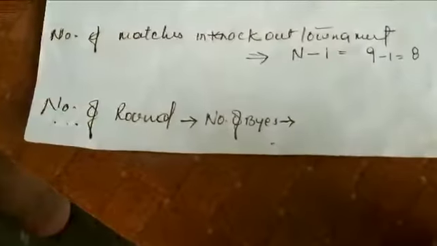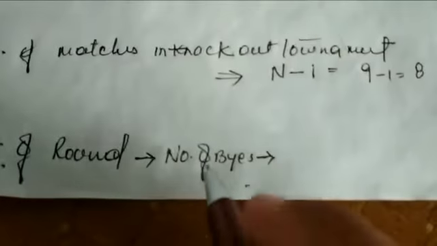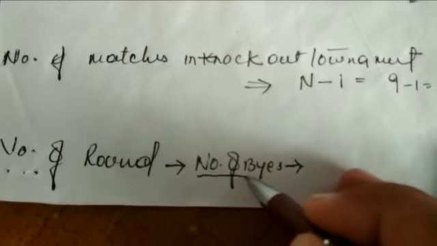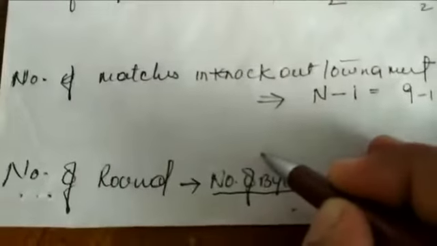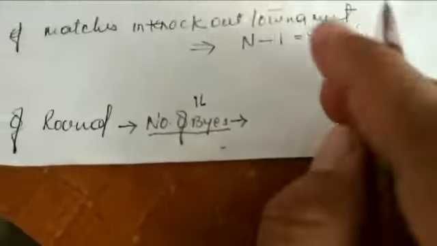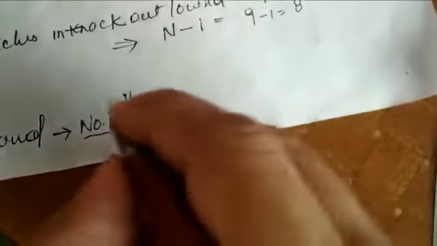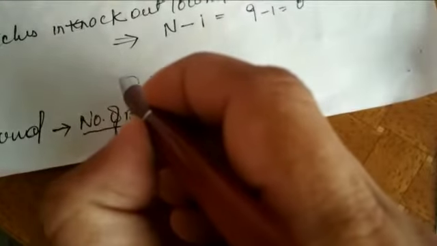Now my next is the number of rounds. I said already previously also that it will be calculated on the basis of byes. My total number of byes is 16. Let's see how it is to be calculated. Now 16. We'll check the powers of 2, because the number of byes is also taken from the powers of 2.